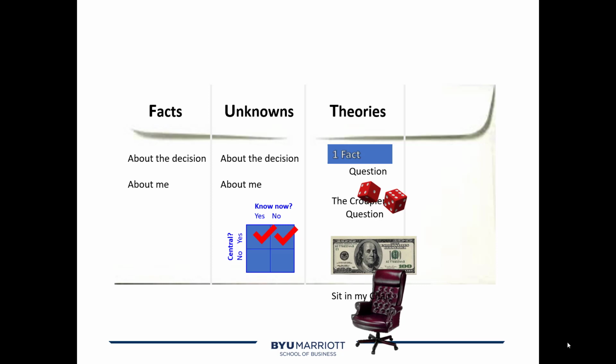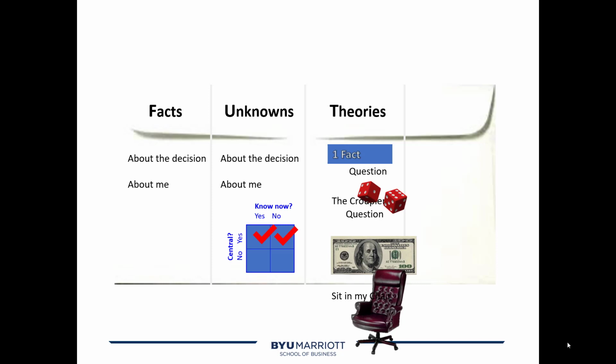So let me just review. You come up with a theory because you can't resolve an unknown. You test it by Karl Popper's question: what one fact could I discover that would prove my theory false? You ask yourself the croupier's question: how much are you willing to bet that your theory is true? You ask yourself Dick McCann's question: how much of my own money am I really willing to invest? And finally, you take Dick's advice to sit in someone else's chair.